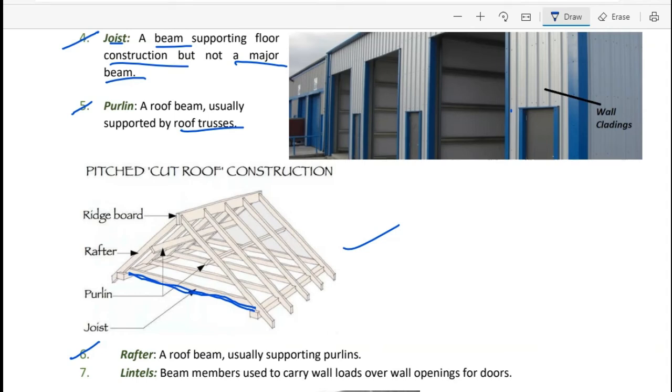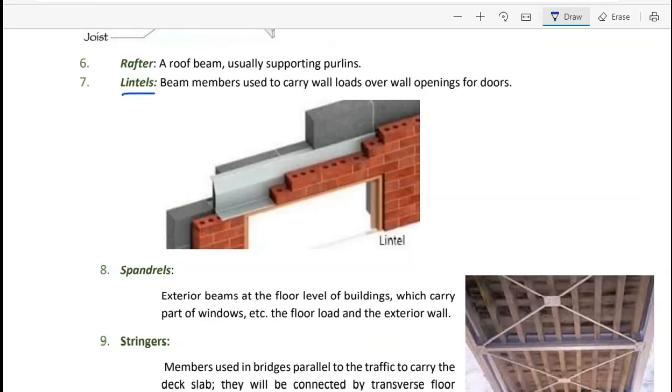And what is a purlin? Purlin is the horizontal member which is perpendicular to the direction of the joist. A rafter is a roof beam usually supporting purlins. So these are the rafters which support these purlins.